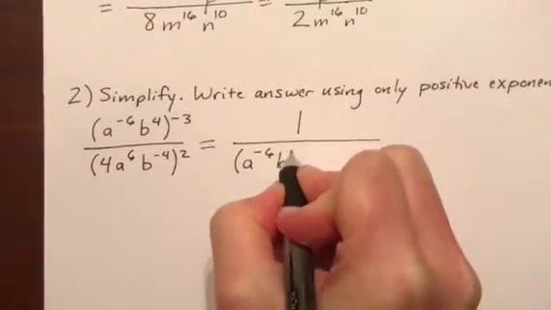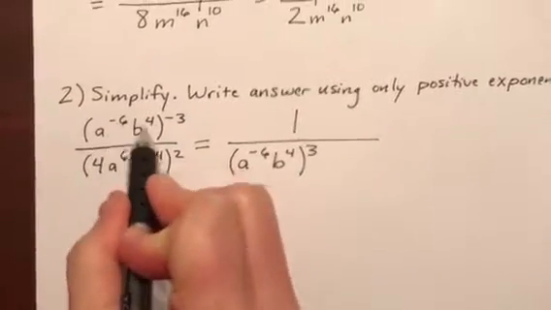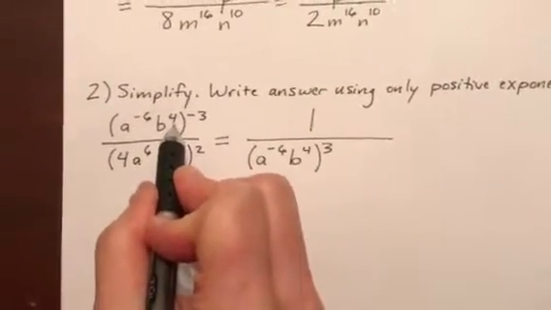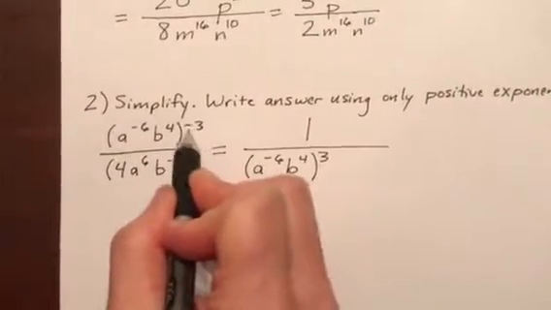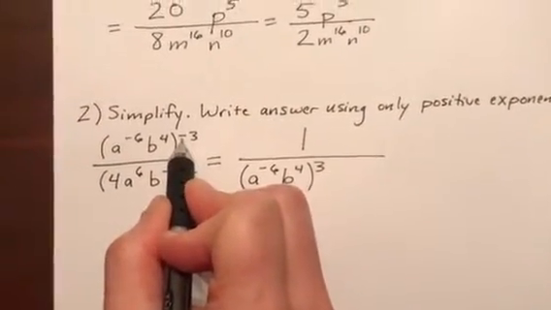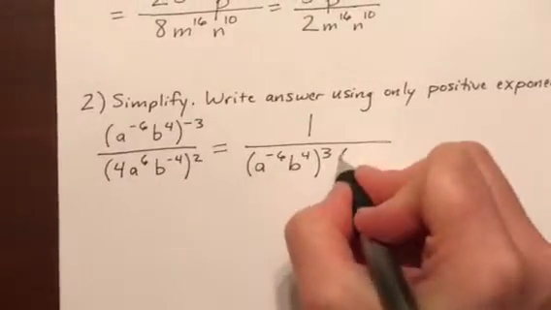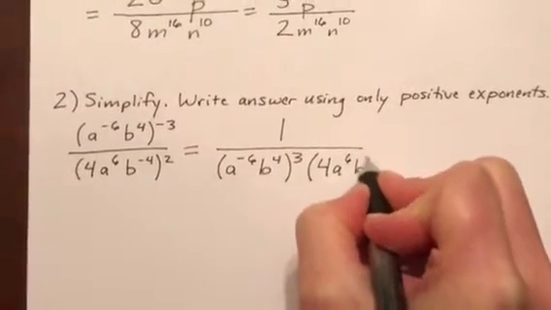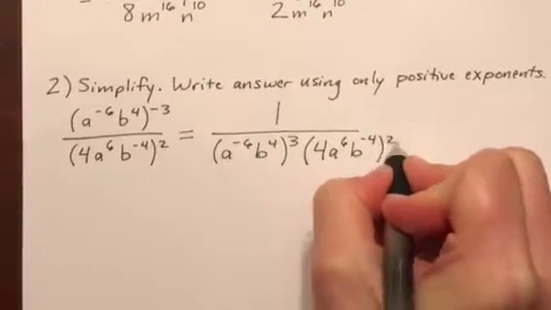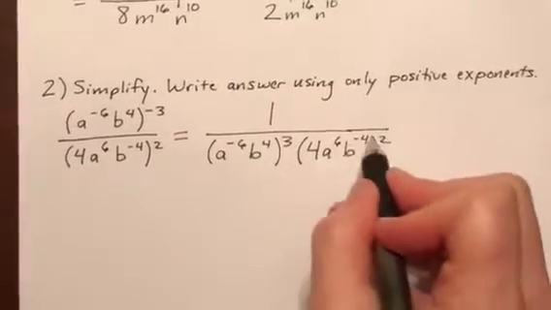A to the -6, b to the 4th, all raised to the third power. You notice that these inside exponents do not change. All that I've done is moved this whole thing down to the denominator because of that negative exponent, and that exponent becomes positive. I still have 4a to the 6th, b to the negative 4, raised to the second power. And so now I simplify each of these individually.